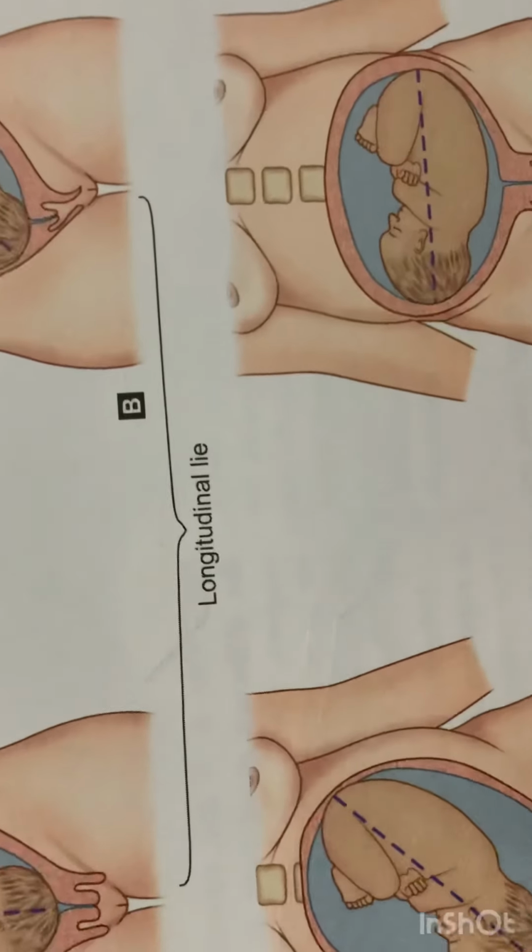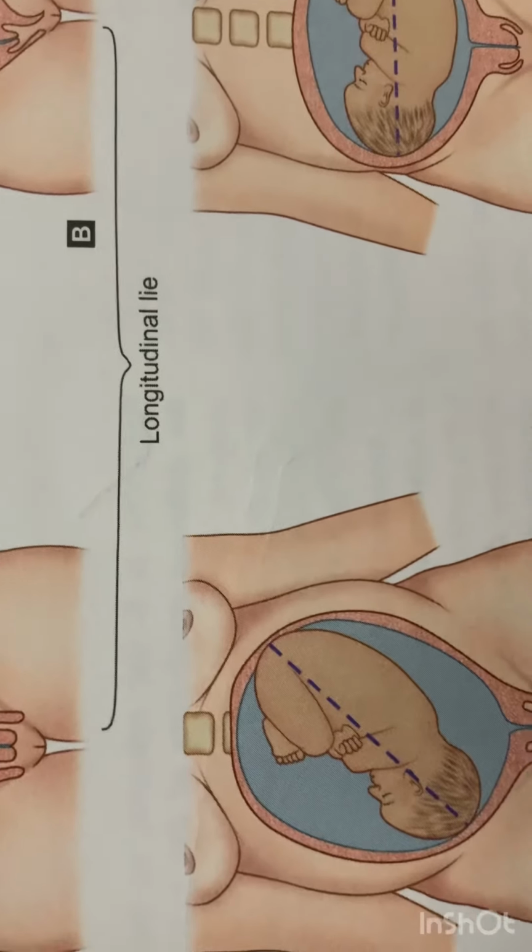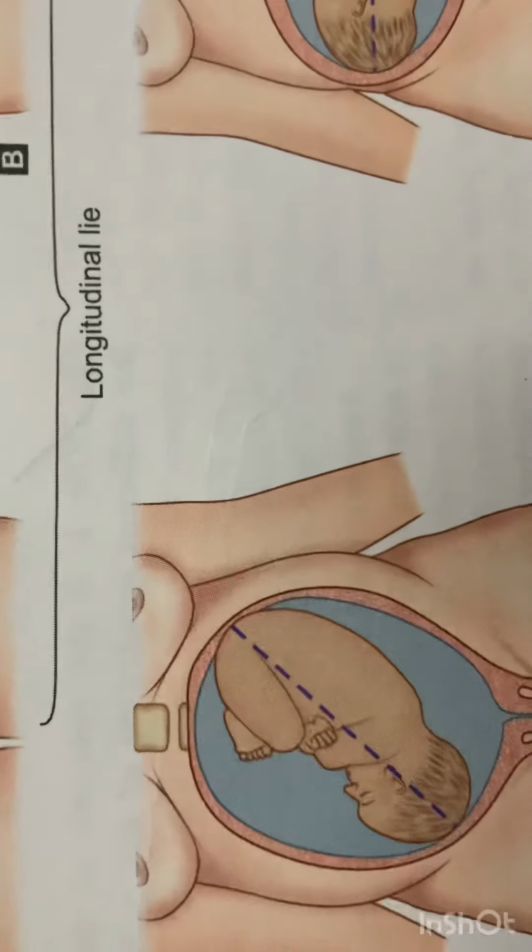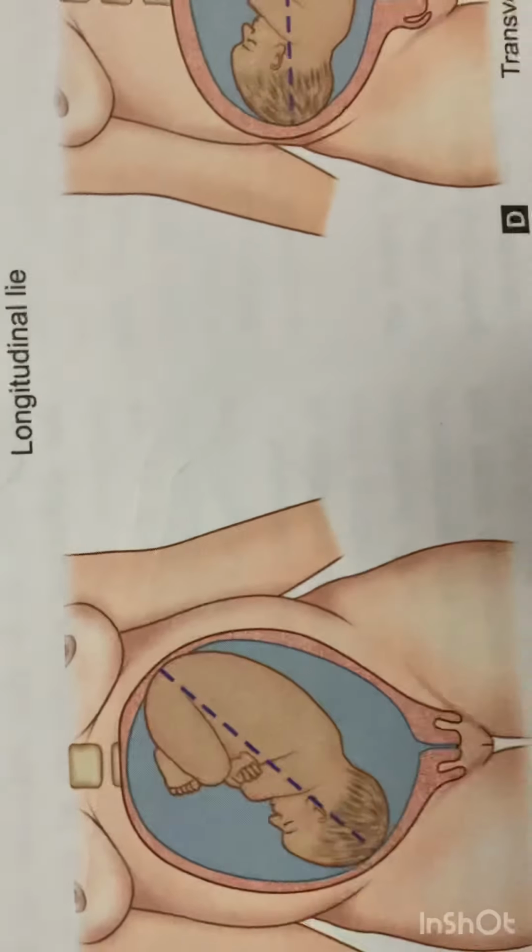Next we can also have transverse lie, where the long axis of the fetus is at 90 degrees, perpendicular to the maternal spine.